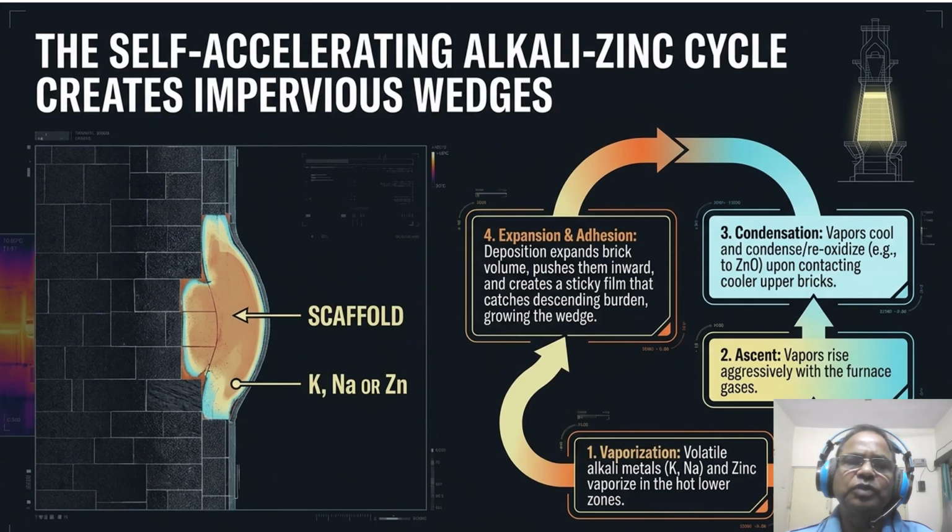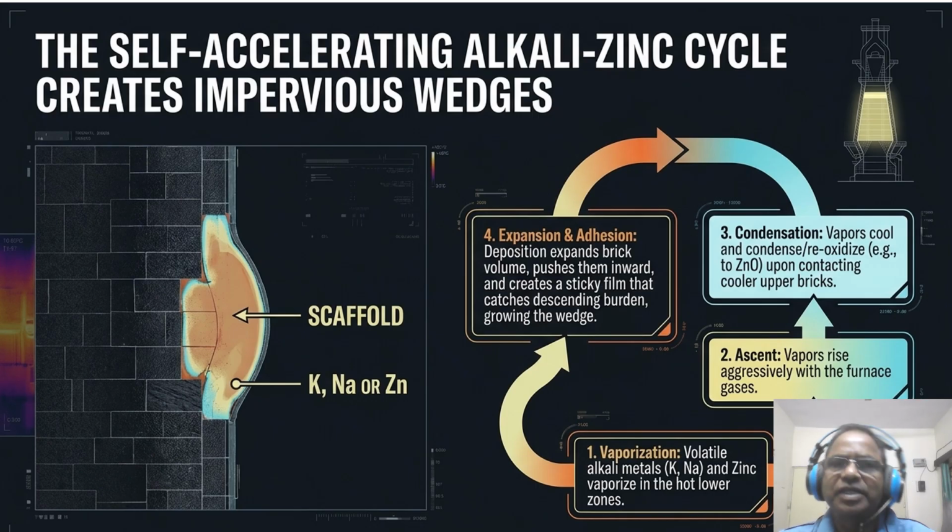So, coming to the next slide about the self-accelerating alkali zinc cycle, which creates impervious wedges. So this is a chemical feedback loop. On the left, the diagram shows a cross section of a brick wall with a large orange wedge labeled scaffold protruding into the furnace. Follow the circular flow on the right. In step 1, these volatile alkali metals like potassium and sodium, along with zinc, vaporize in the hot lower zone.